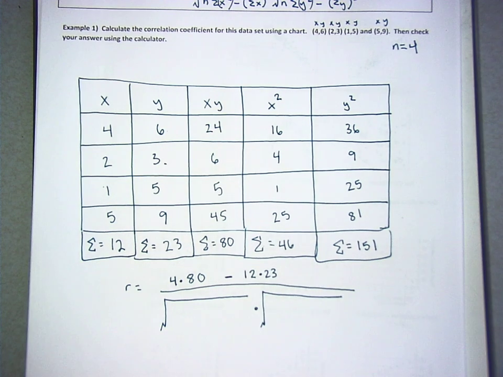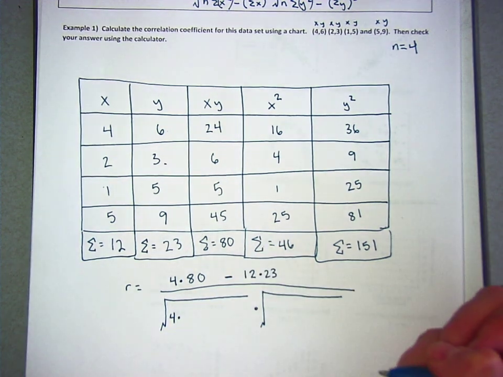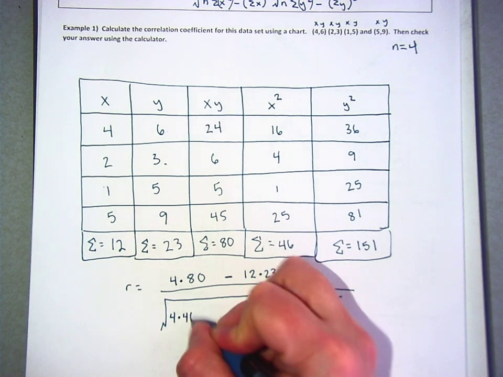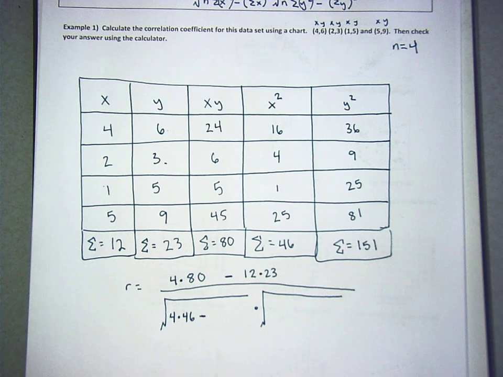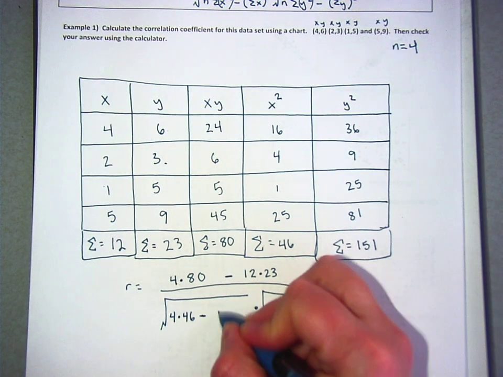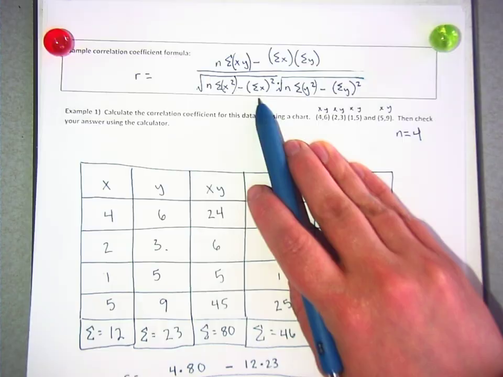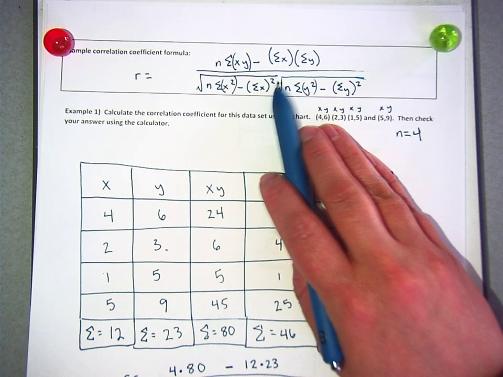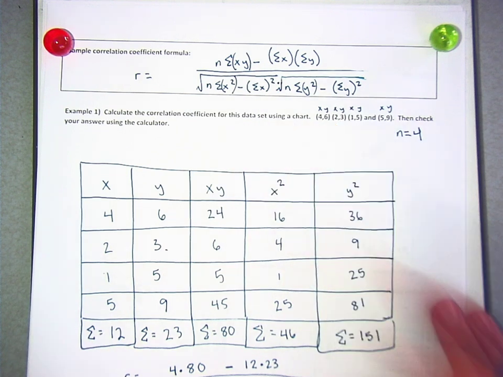One of the square roots is 4 times the summation of x squareds, 46, minus the summation of x's squared, 12 squared, 144. Wait, can you say that again? So it's the summation of x's, and then you square it, and the summation of x's is 12. So it's 12 squared down there.